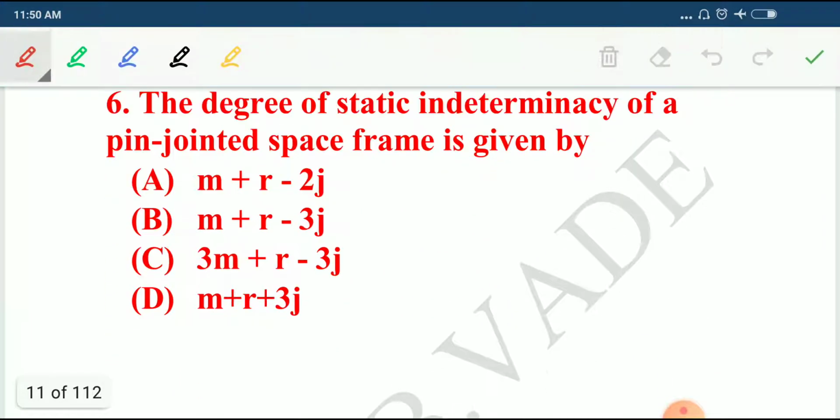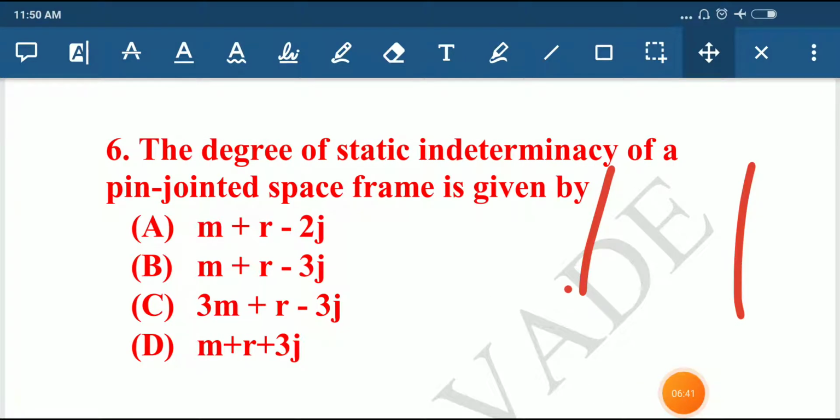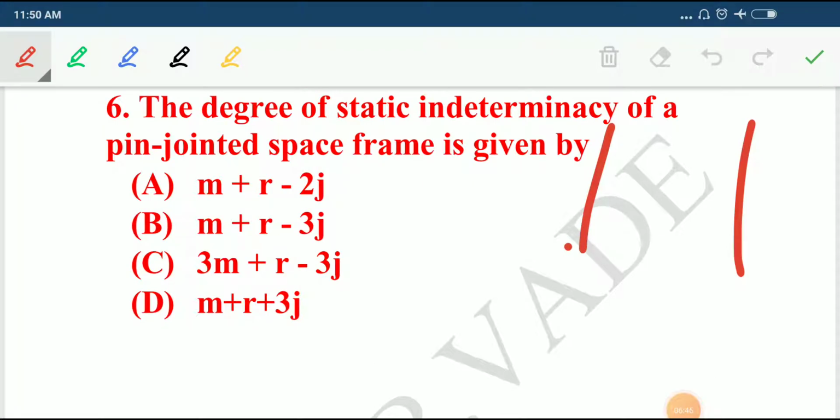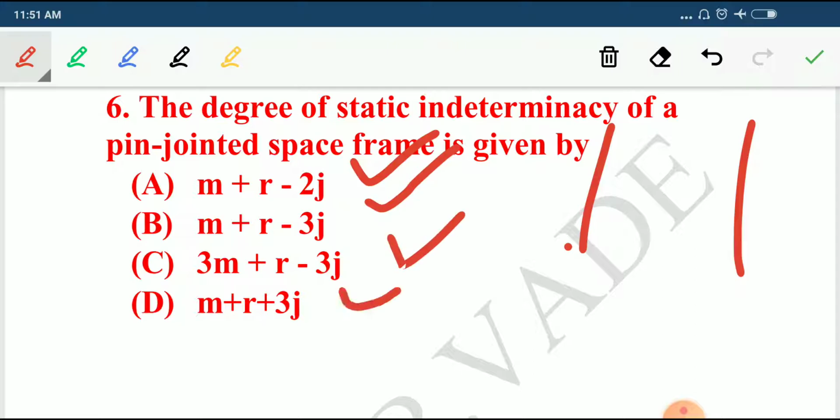The degree of static indeterminacy of a pin jointed space frame is given by. So which is the correct answer for this one? The options are m plus r minus 2j, m plus r minus 3j, m plus 3m plus r minus 3j, or m plus r plus 3j. The answer is m plus r minus 3j. Okay, we will move to the next question.